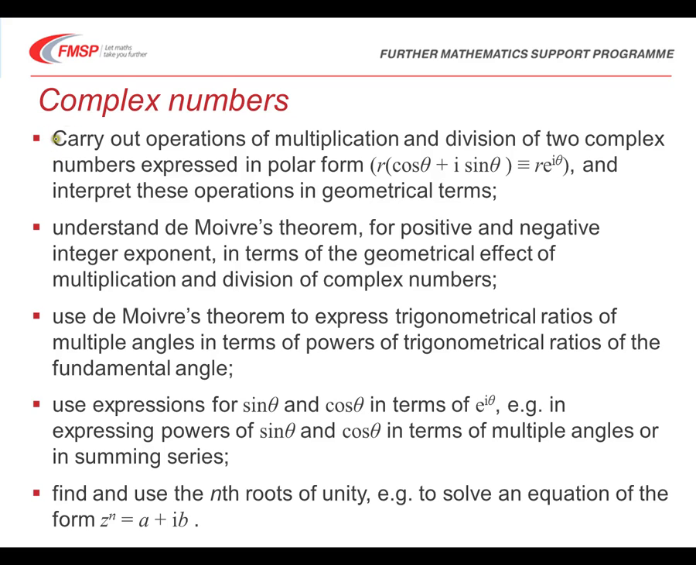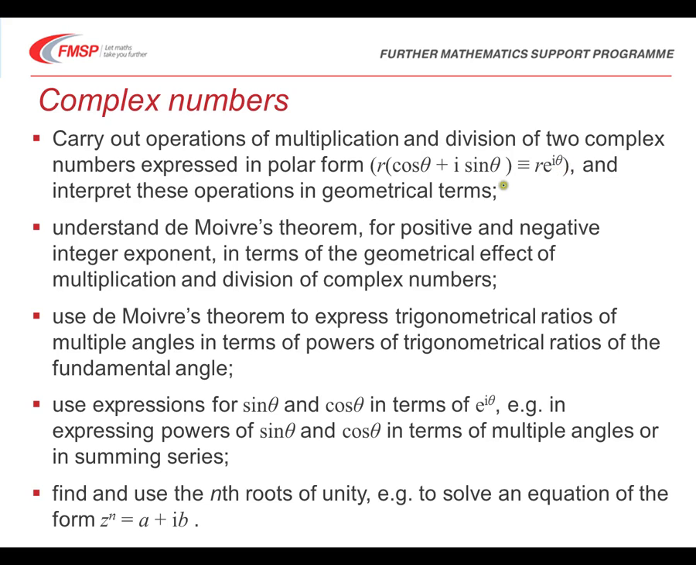The first of them is that you should understand how to multiply and divide complex numbers in terms of their polar form. Either r cos theta plus i sin theta or r e to the i theta. So if we multiply complex numbers, we multiply the lengths or moduli and we add the arguments, theta 1 plus theta 2. Similarly, if we divide, we divide the lengths, r1 over r2, and subtract the arguments, theta 1 minus theta 2.